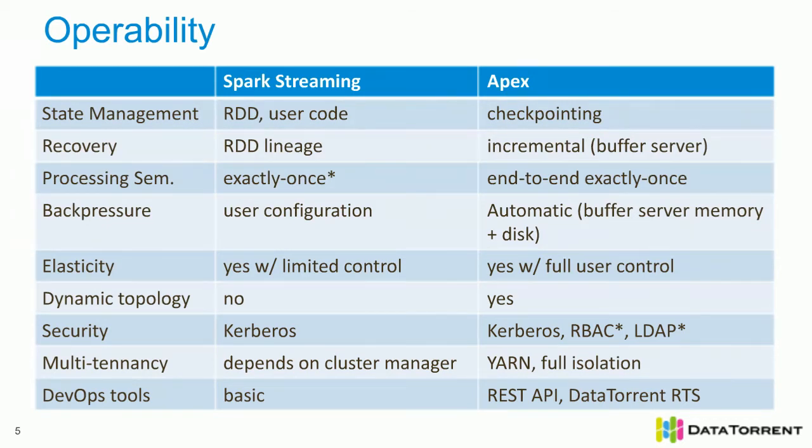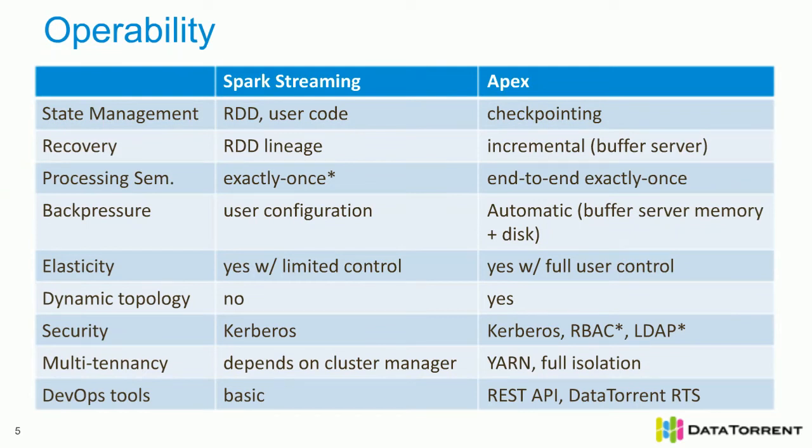Support for security: Spark supports Kerberos, and Apex does support Kerberos as well. In addition to that, the front end in the DataTorrent RTS Community Edition supports several other authentication mechanisms besides Kerberos. It also supports role-based access control for the user to manage the applications. That's available in DataTorrent Community Edition, which is available for download for free. You can install it on any of your clusters.